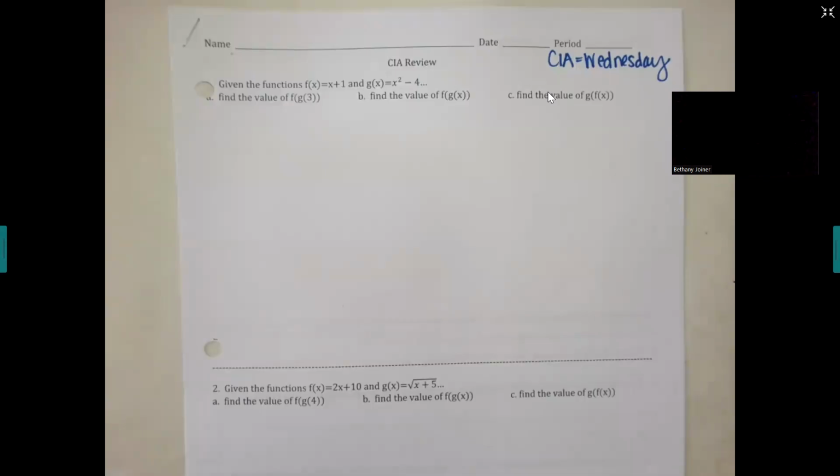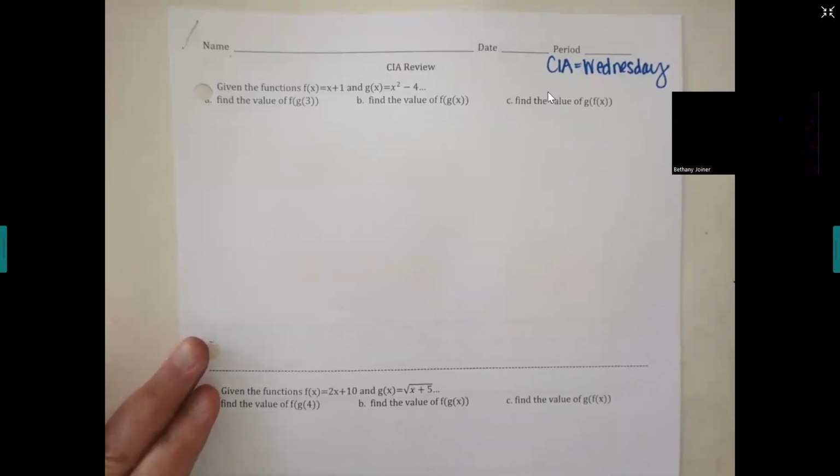Okay. All right, so let's run through just a couple of each type here. And then I'll give you some time to fill in the gaps on the ones that we skipped. Then we'll do a few more together, and then y'all will work again on your own. So take a look at number 1, please.